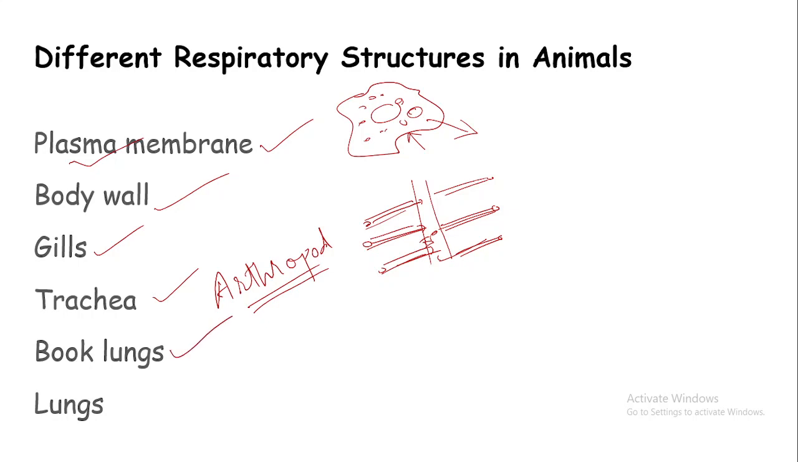Coming to book lungs. Book lungs are seen in certain types of aquatic arthropods, and are also seen in some mollusks. These book lungs are arranged in the form of books on a shelf. That's the reason they are called book lungs. Finally, there are lungs, which are spongy structures equipped with trachea, bronchi, bronchioles and ending with the alveoli or the air sacs. So most common in microbes are the plasma membrane, body wall in some lower invertebrates, gills in lower vertebrates like superclass Pisces, trachea in arthropods, book lungs also in some arthropods and mollusks, and lungs finally in the terrestrial vertebrates. Okay, let's go ahead.